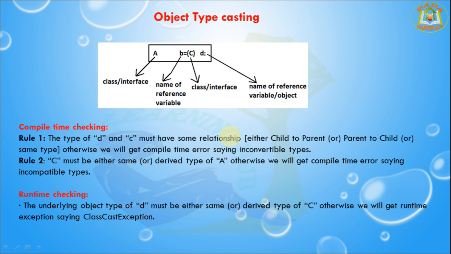Now I am going to discuss typecasting syntax. This is the typecasting of objects. For example, A b = (C) d. Here A is a class or interface, b is the name of the reference variable, C is the class or interface, and d is the name of the reference variable or object. This is the syntax of typecasting.